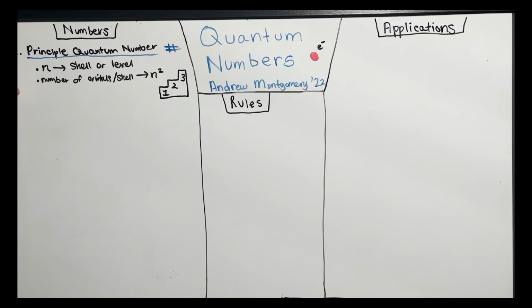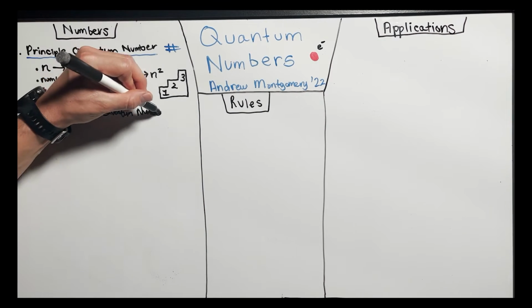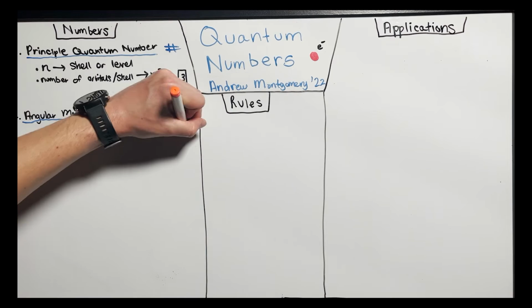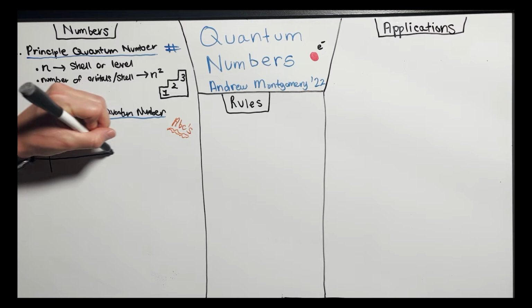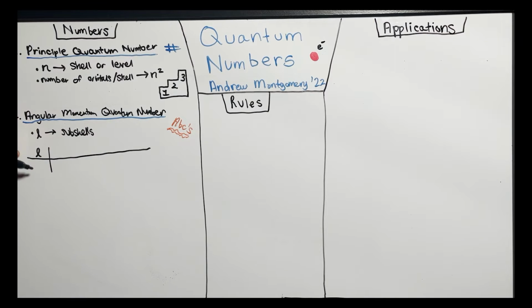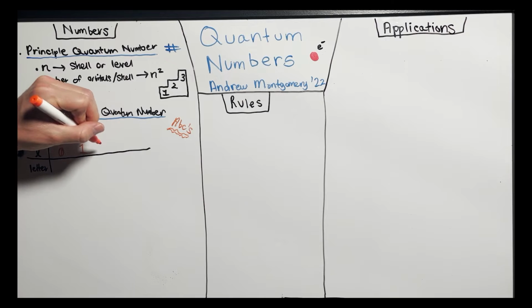The second quantum number is the angular momentum quantum number. It is represented by the letter L and divides the shell, that first N number, into subshells. This number is represented by a letter code, which is why I label this number the ABCs category, just as a memorization tool. The subshells for a level are found by the equation L equals N minus 1.